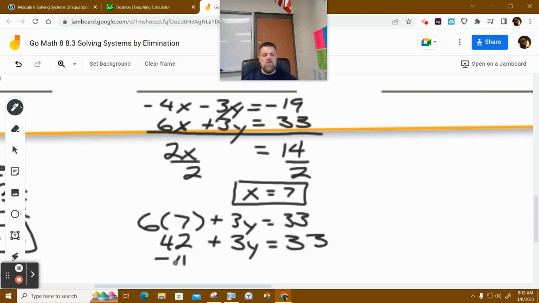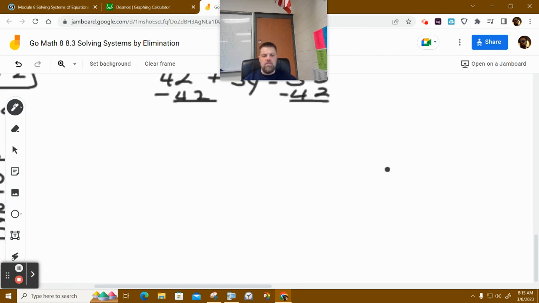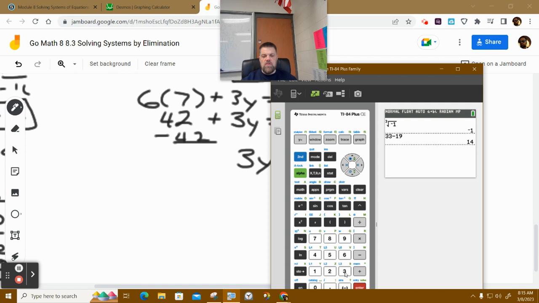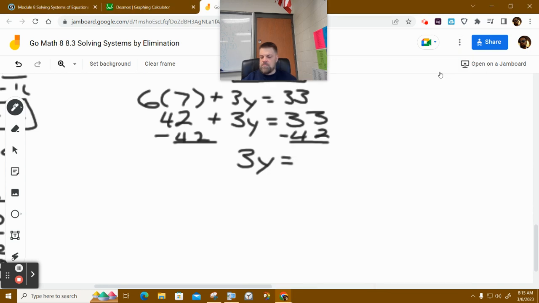I'm going to subtract 42 from both sides. This becomes 3y equals 33 minus 42. Let's see what that is. So 33 minus 42, -9. Divide both sides by 3.